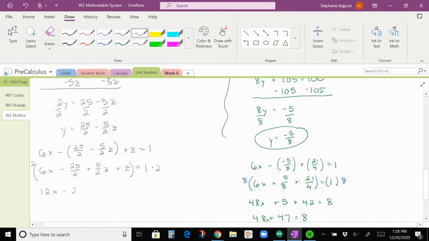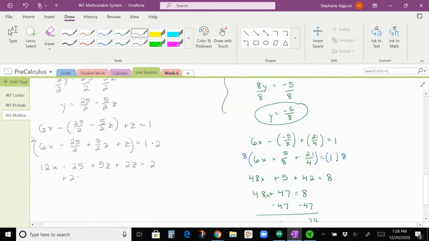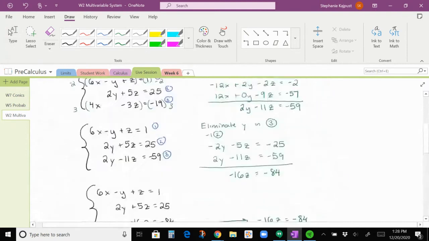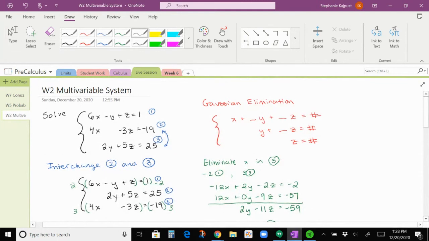So 12x minus 25 plus 5z plus 2z equals 2. I can add the 25 to the right side and add those z's together. So we get 12x plus 7z equals 27. And then that gives me an equation that I can use if I go all the way back to the beginning. I can use it with my 4x minus 3z equals negative 19. And I can use elimination at that point. Or if you wanted, you can do substitution again.